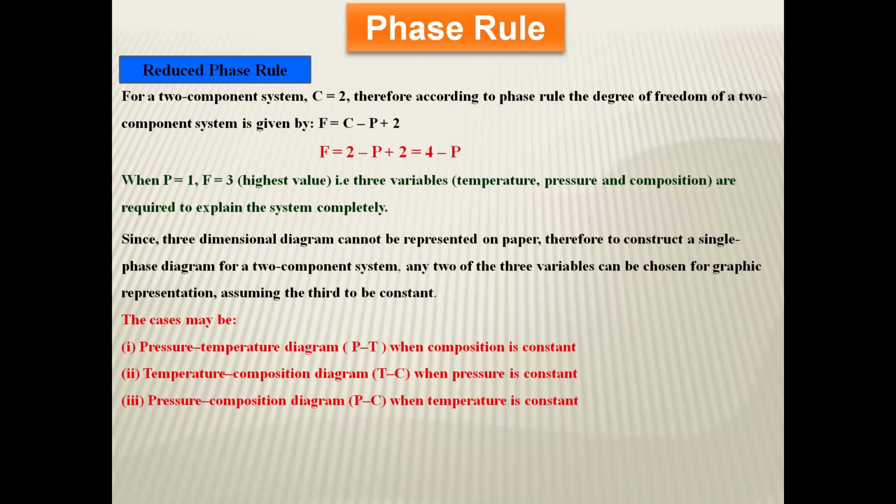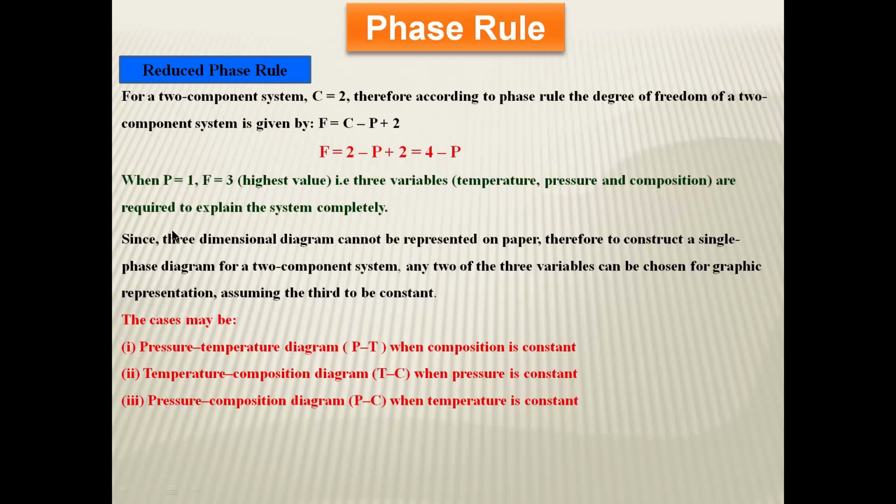It simply means that if I require three variables, it has to be done via a three-dimensional diagram that is very difficult to represent on paper. But we actually need to represent it from a two-dimensional point of view, as we did for the one component system. That is, to construct a single phase diagram for a two component system, any two of the three variables should be chosen for the graphic representation and one has to be kept constant. Only then is that possible.